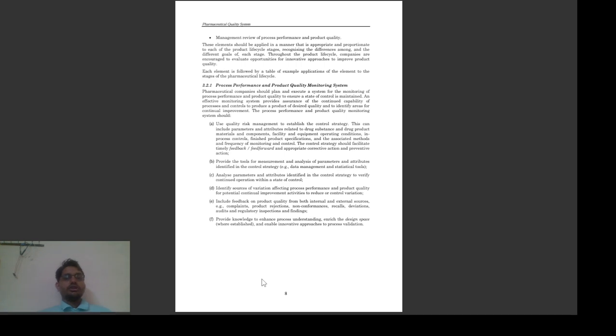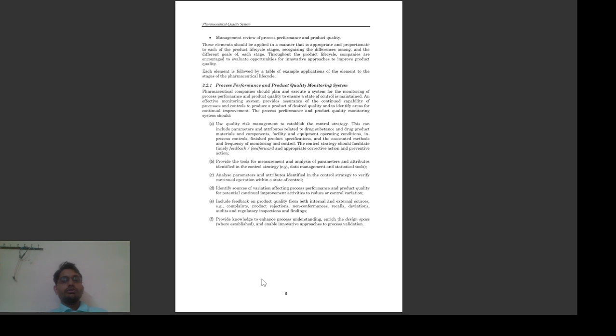These elements should be applied in a manner appropriate to each of the product lifecycle stages, recognizing the differences among the different goals of each stage throughout the product lifecycle. Companies are expected to evaluate opportunities for innovative approaches to improve product quality. Each element is followed by a table of example applications at the stages of the pharmaceutical life cycle.